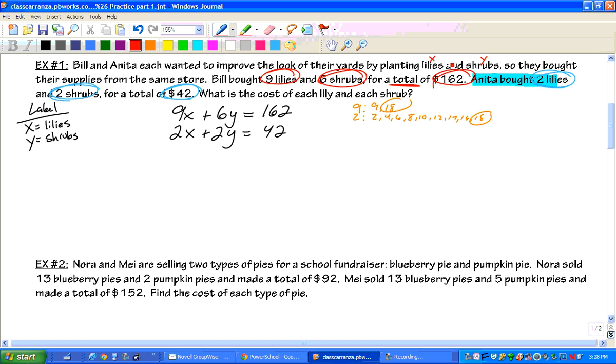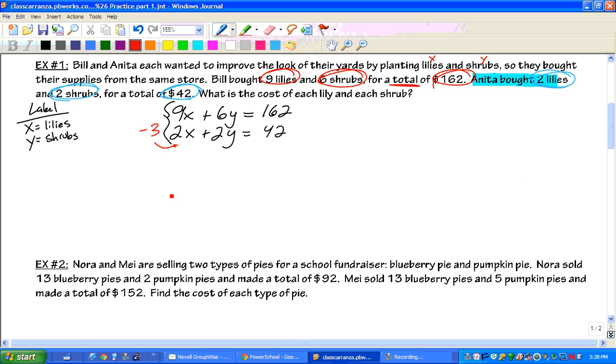Let's look at the y's. We have 6 and 2. We'd only have to multiply the bottom. So it's good to double check which one you can eliminate the easiest. We're going to multiply the bottom by 3, and we need that to cancel, so it's going to be a negative 3.